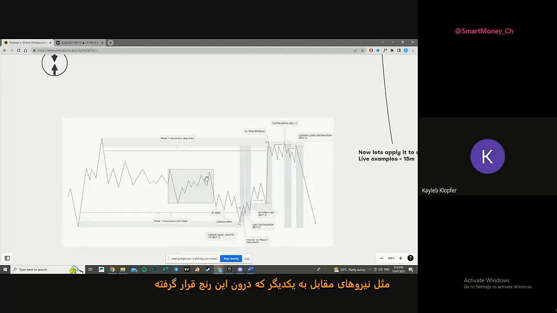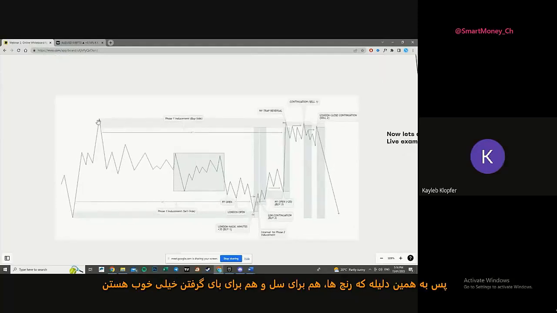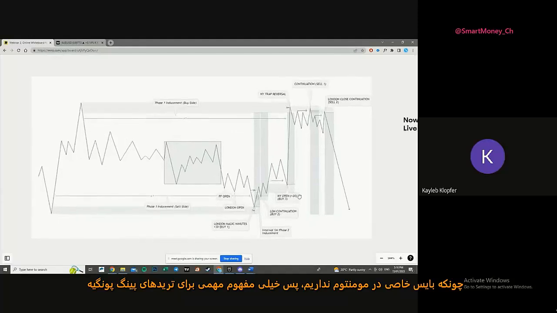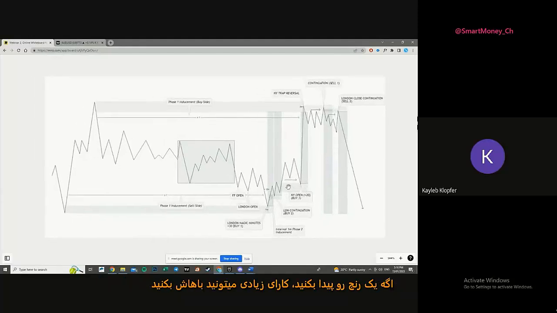Like opposing forces within its range. Yeah. So that's why ranges are very good to sell and buy from, because we don't have a bias on momentum. So very powerful stuff with ping pong trading. If you find a range, you can do a lot with it.